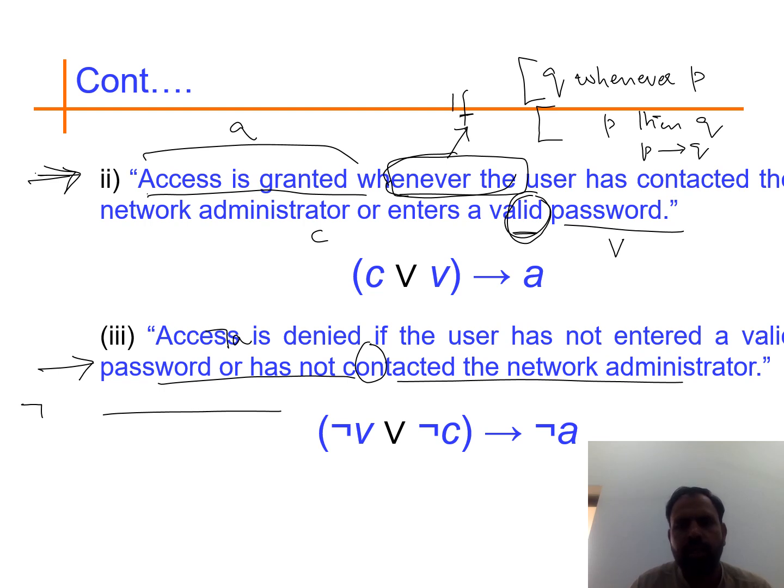Access is denied if the user has not entered a valid password or has not contacted the network administrator. Negation V or negation C implies negation A.